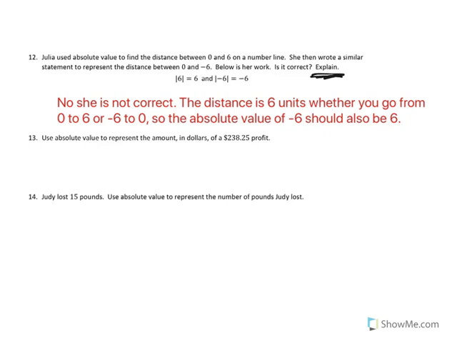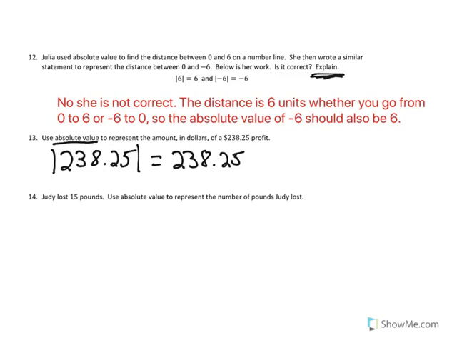Number 13 says, use absolute value to represent the amount in dollars of a $238.25 profit. All we need to do for this one is write out the absolute value. The absolute value of $238.25 is, doesn't matter if it's profit or debt or whatever it is, they just want absolute value, so it's 238.25. We don't write the dollar sign because they're not asking us to refer back to any problem. They're not asking us any question. They want us only to do absolute value. That's important to know, what information to give them.